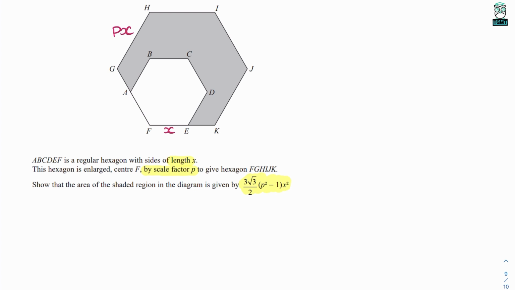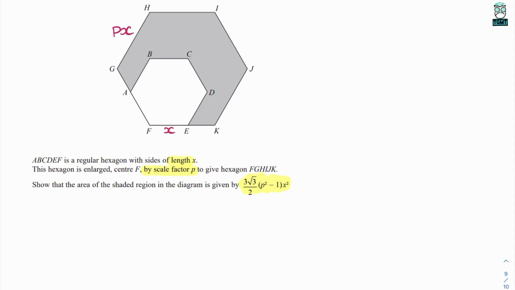Well, we would want to work out the area of the larger hexagon, subtract the area of the smaller hexagon, and that would give us the area. So I'm just going to assume that when we do that, we get something that looks like that final answer. And let's just see if we get any pieces along the way that start to look like it.